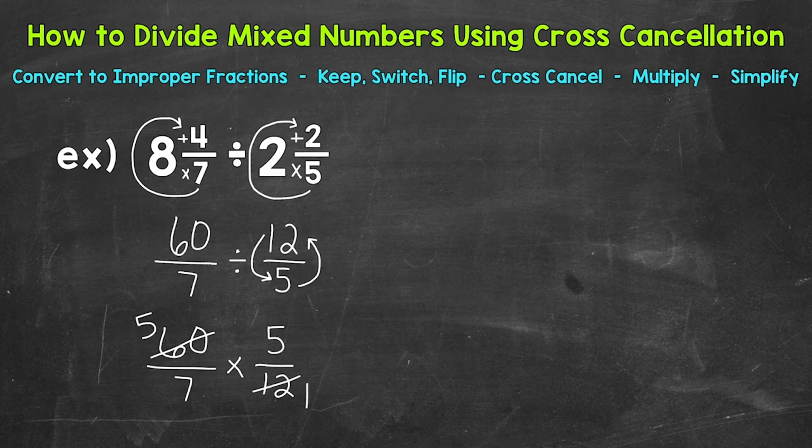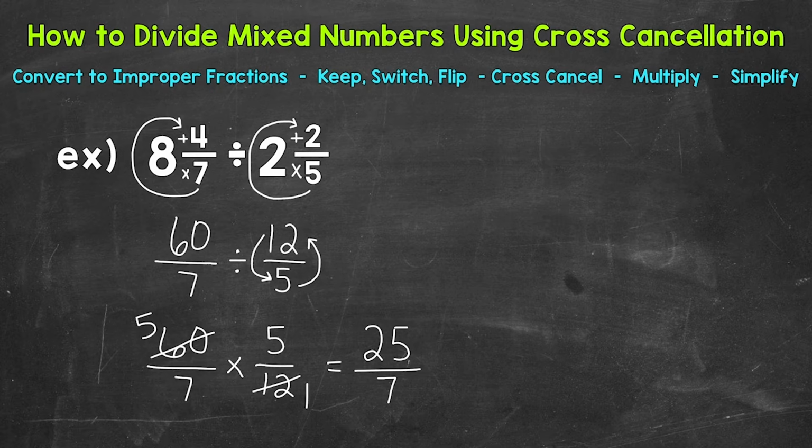We can also look diagonally the other way. So we have 7 and 5. The only common factor between 7 and 5 is 1, so we can't use cross-cancellation with the 7 and the 5. Once we cross-cancel, we can multiply straight across. So we have 5 times 5, which is 25. And then we have 7 times 1, which is 7. So we get to 25/7.